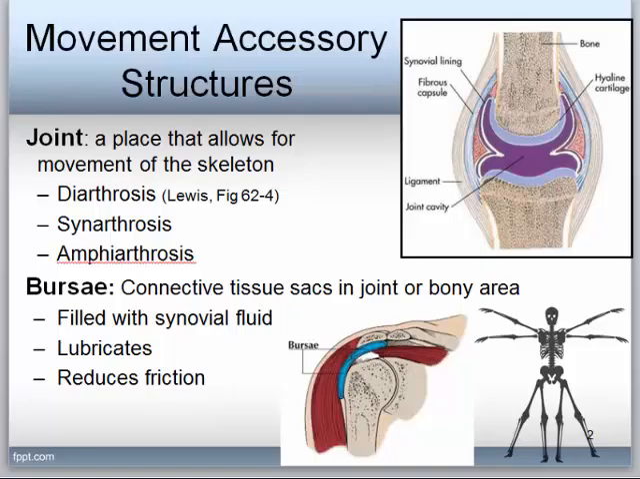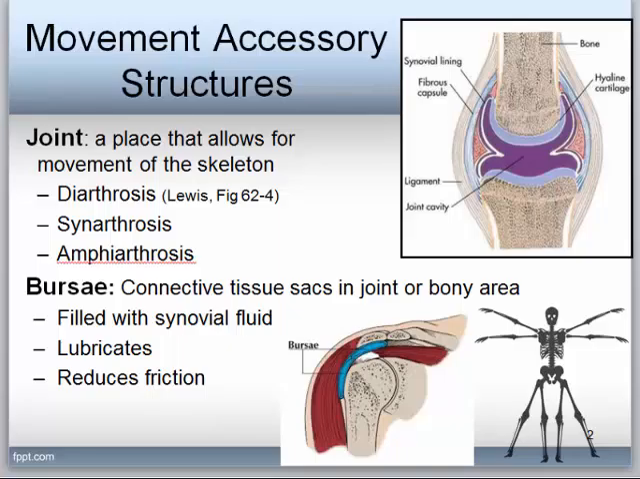Bones and muscles are the major parts of the musculoskeletal system, but there are also accessory structures that assist with movement. We are going to briefly review joints, bursa, ligaments, tendons, and fascia. Joints occur in places where bones meet and move in relation to each other. The three types of joints are diarthrosis, synarthrosis, and amphiarthrosis. We are mostly concerned with diarthrosis, which are freely movable joints enclosed in a capsule filled with synovial fluid.